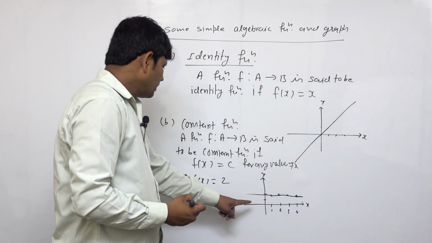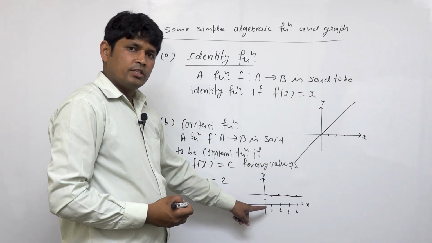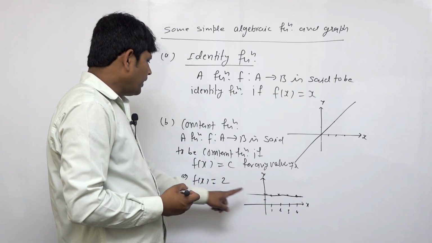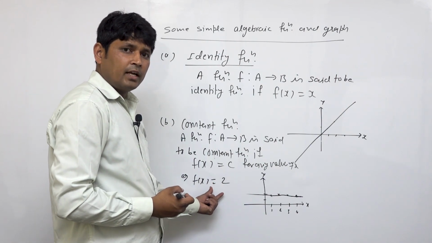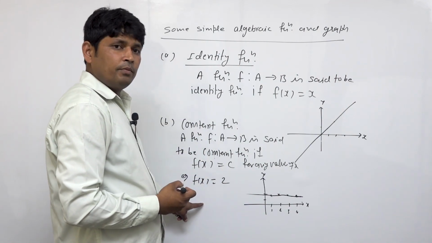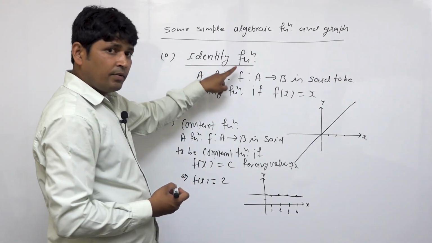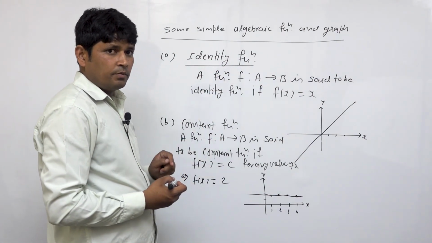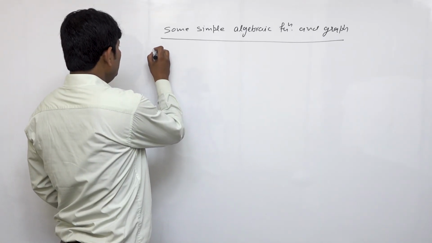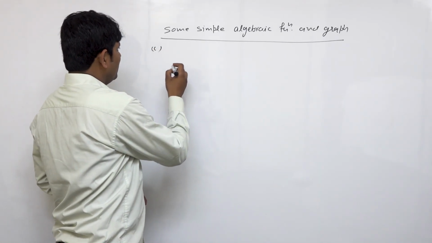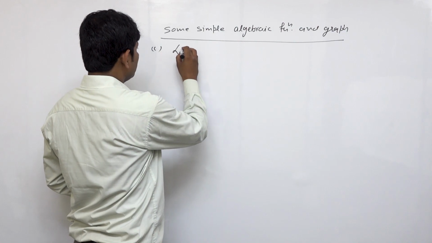In this case, the value of y will not change. For any values of x, the y remains constant. That is why it is called constant function. So this way we can draw the graph of identity function as well as constant function. Okay, now the third one, see, there is a linear function.